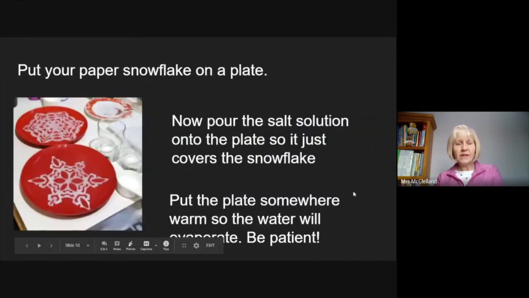When you've done that, put your paper snowflake onto a shallow plate. Pour the salty solution over it, but just enough to cover it. You don't need to fill the whole plate with water. You might want to make quite a few snowflakes and have them sitting like this. You'll have enough salty water to cover them all.